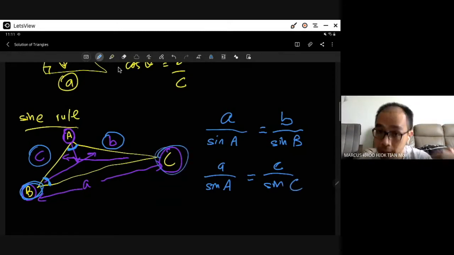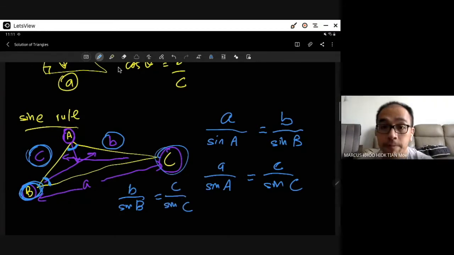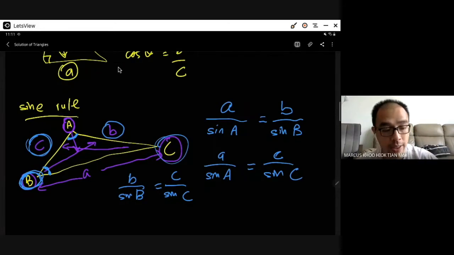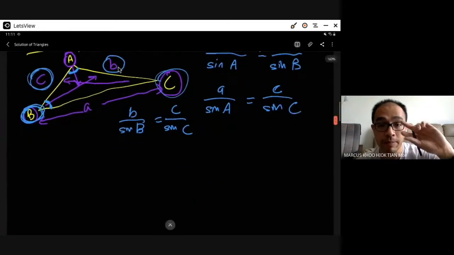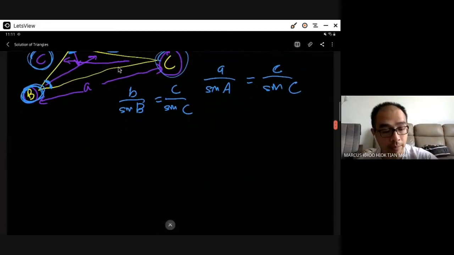Okay, we can also say the same thing about B and C. B over sine B, or big B, equals side C over sine C. Now the good news about this sine rule is that you can change the position of the length and the angle. Okay, so this is the tip.